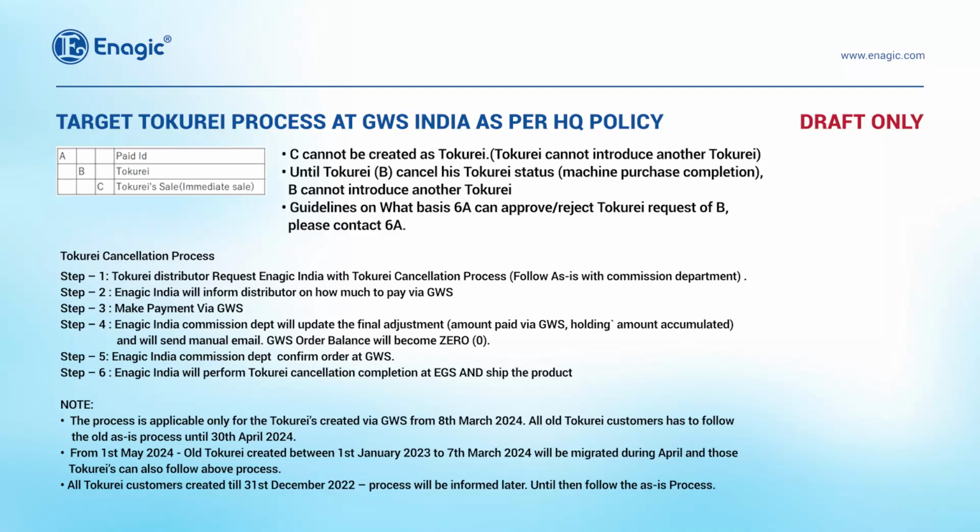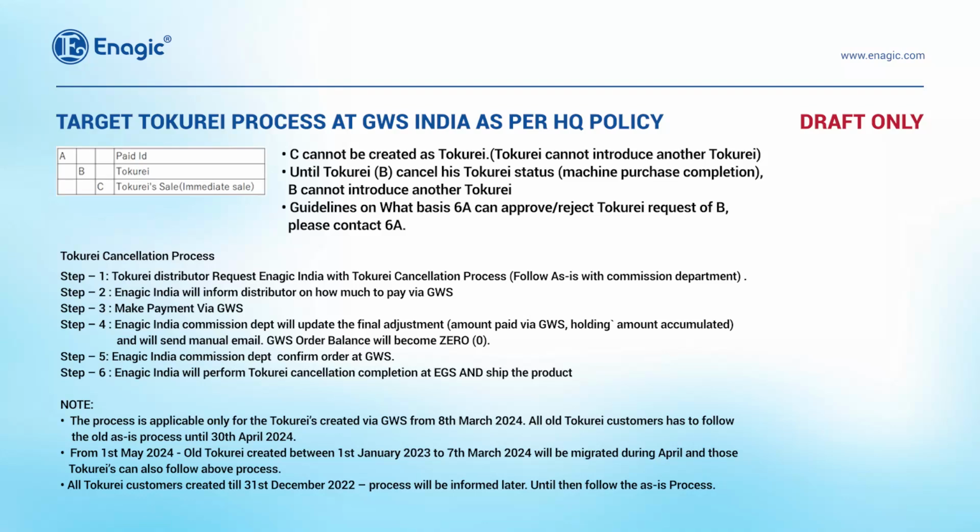Holding amount is accumulated and a manual email will be sent; the GWS order balance will become 0. Step 5. ENAGIC India commission department confirms the order at GWS. Step 6. ENAGIC India will perform Tokure cancellation completion at EGS and ship the product. Note: the process is applicable only for the Tokures created via GWS from 8th March 2024.